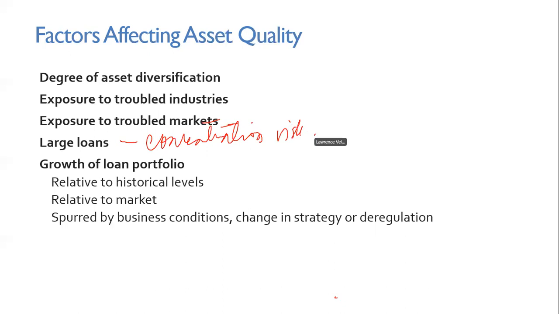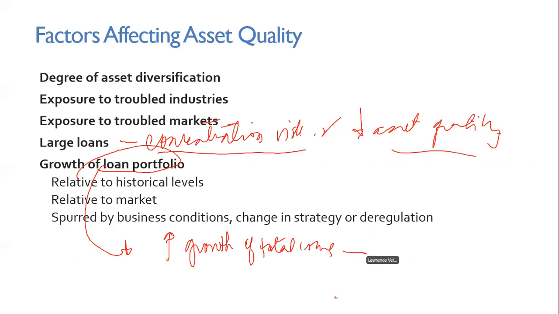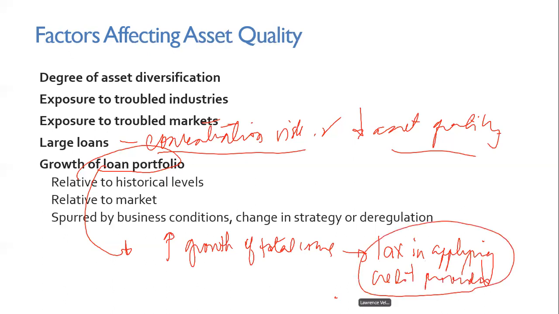Tumataas ang concentration risk ng isang company if the loans are large. And because of that, bumababa ang asset quality. Okay? Another determination of factors affecting asset quality is growth of the loan portfolio. You know why? Because high growth of total loans usually imply that they are lax in applying credit procedures. Okay? Usually yan yung impression.